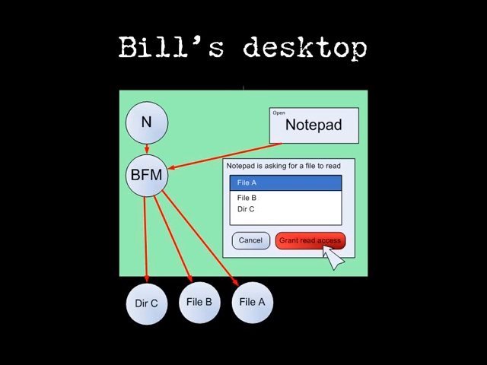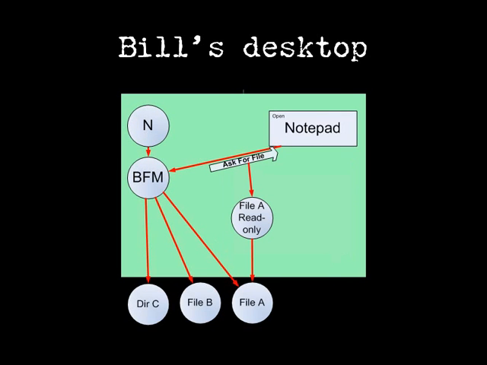Instead, it requires the user to give explicit approval. In our scenario, when Bill selects a file A from the chooser, he is giving approval to the file manager to share that file with Notepad. Here, Bill selects file A and clicks Grant Read Access. The file manager is now ready to complete the call from Notepad.